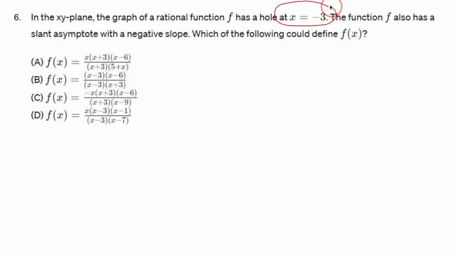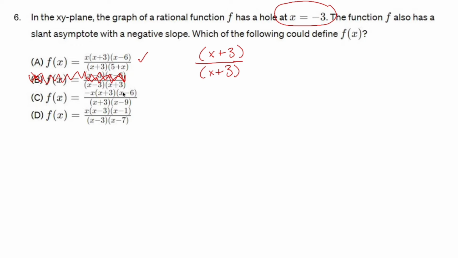If there's a hole at x equals -3, that means this equation must have an x plus 3 in the numerator and an x plus 3 in the denominator, same multiplicity on both. There's no multiplicity, there are no exponents here at all. So you have an x plus 3 in the numerator and an x plus 3 in the denominator, you're good so far. You have an x minus 3, x minus 3, x plus 3, but no x plus 3 up here, so B is out of the question. I'm just going to completely cross that out so I don't have to look at it.